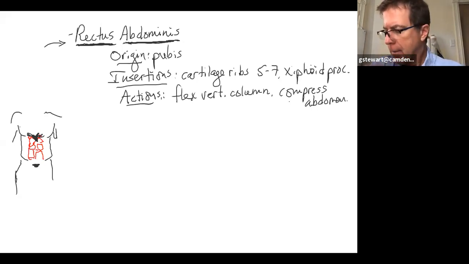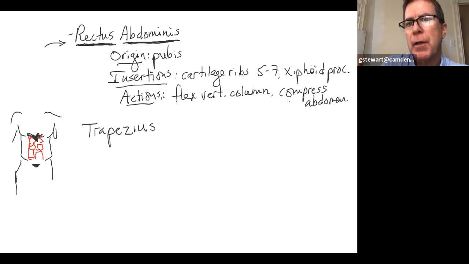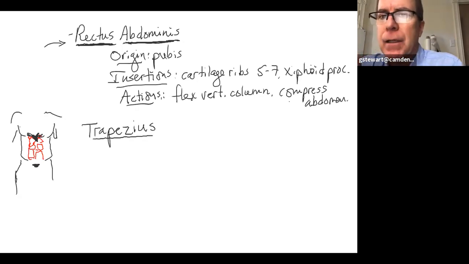After rectus abdominis on our list, we're going to flip to the back side, the posterior side of the human body. The trapezius. Probably you've heard of this muscle. You may not know exactly where it is or what it's shaped like. So let me do a quick diagram.